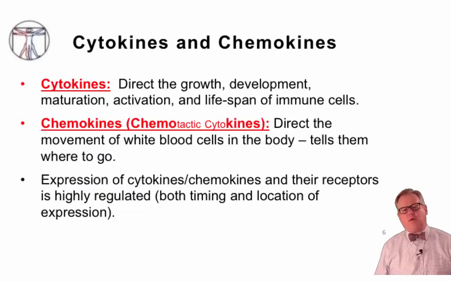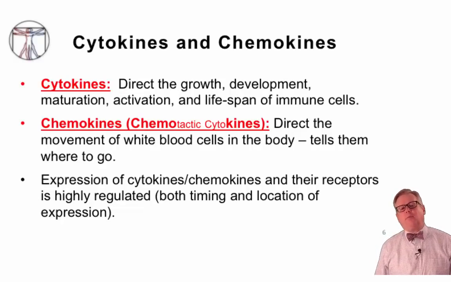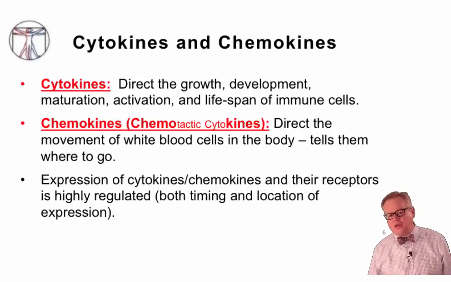So what's the difference between cytokines and chemokines? Well, cytokines direct the growth, development, maturation, activation, and the lifespan of immune cells, whereas chemokines, which were called chemokines because they're chemotactic cytokines, direct the movement of white blood cells in the body. These chemokines tell white blood cells where they should go.